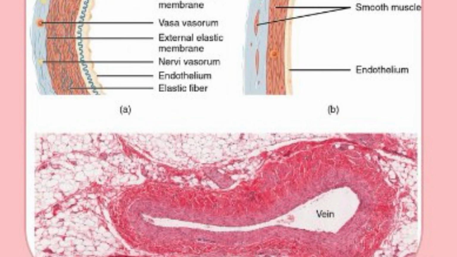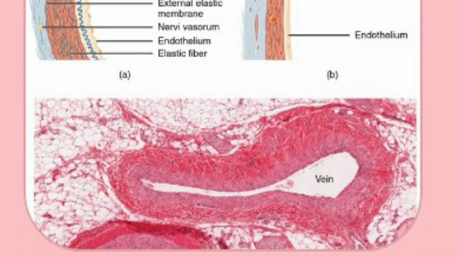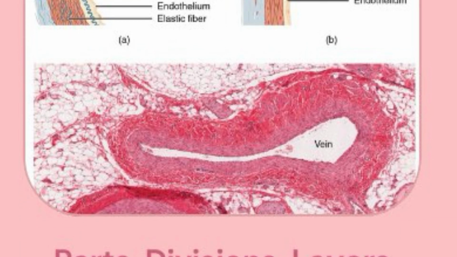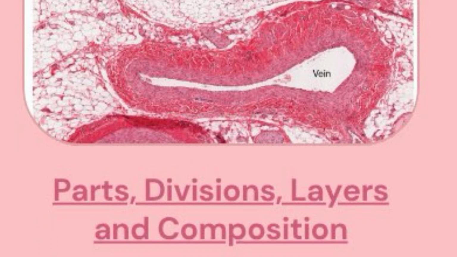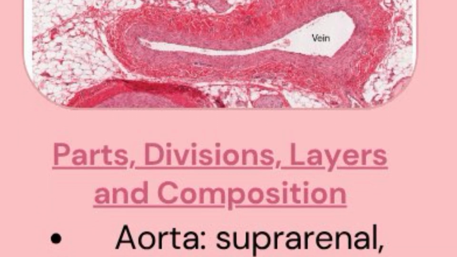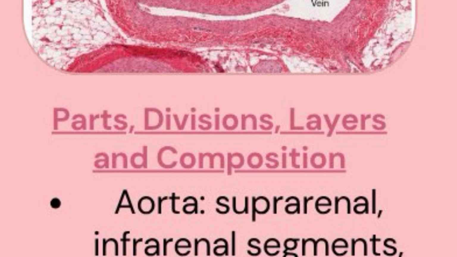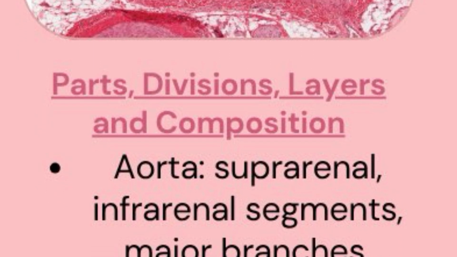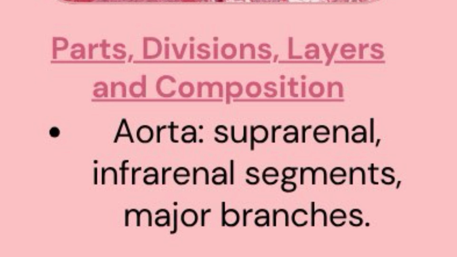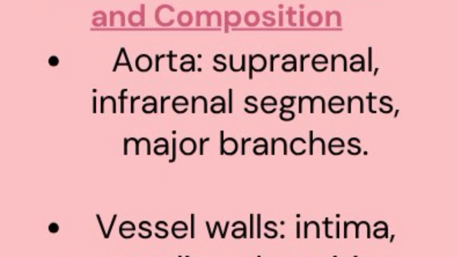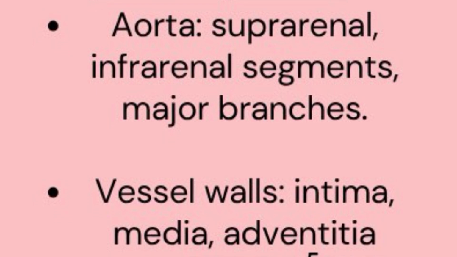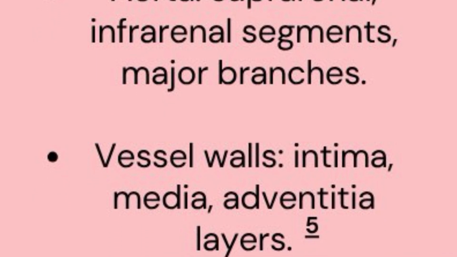Vessel walls have three layers: tunica intima with endothelium, tunica media with smooth muscles and elastic fibers, and tunica adventitia with connective tissue. The aorta's media has elastic layers for recoil. The IVC's thinner media and thicker adventitia contain smooth muscle fibers. The IVC includes infrarenal, suprarenal, and intrahepatic segments, guiding imaging and surgical approaches.